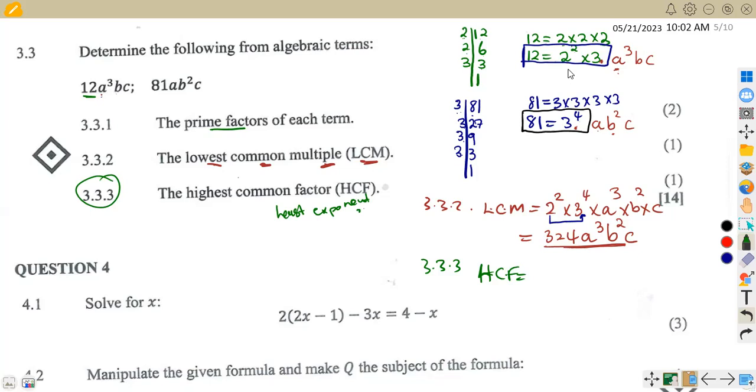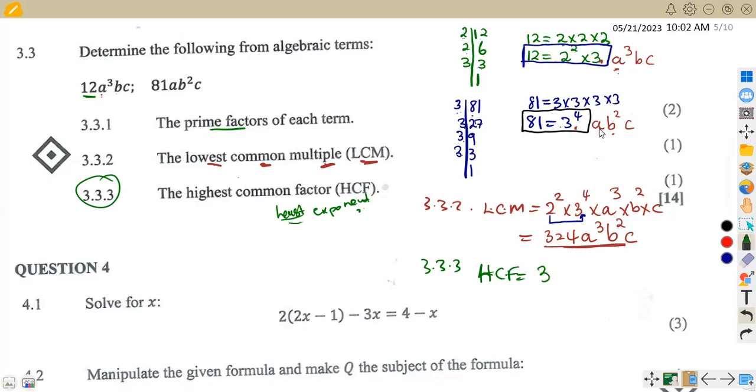Okay, so let's start with 2. 2 is not common. We do not have 2 on 81, so we can't take 2 on HCF. We move on to 3. We have got 3 on 12, we've got 3 on 81. But which one has got the least or the smallest exponent? That is 3. So you're going to take this 3. So our HCF is going to be 3.